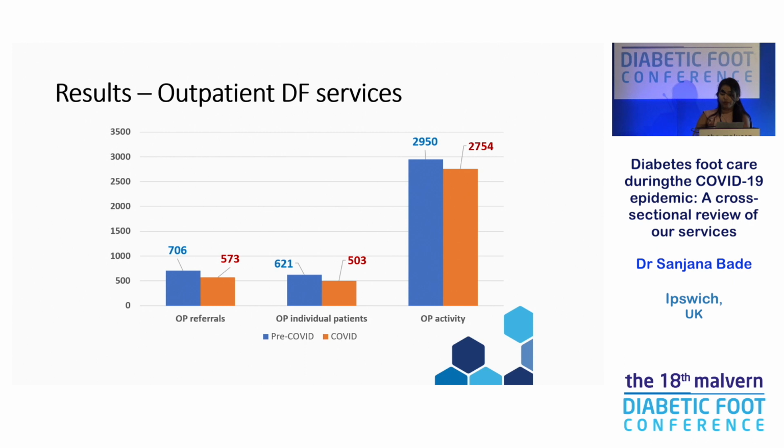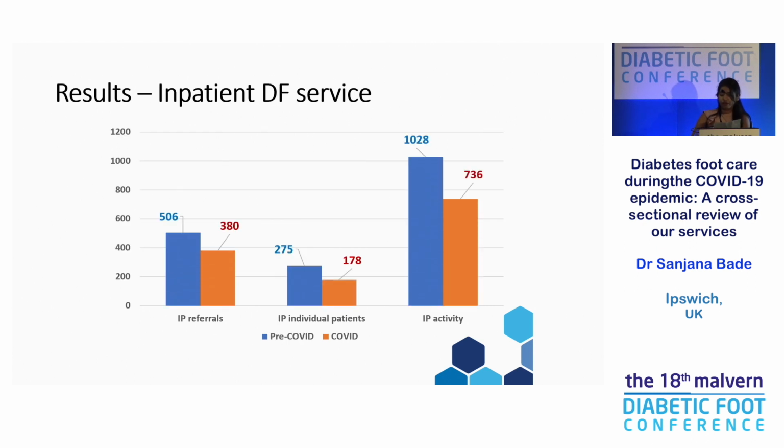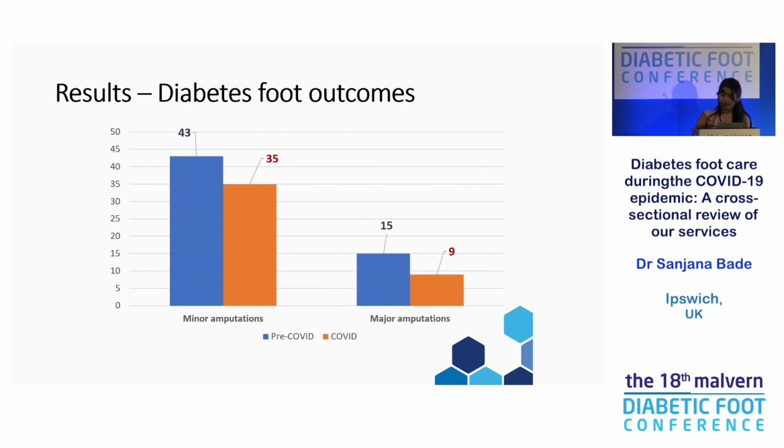This is because we were looking after patients that were high risk. Moving on to inpatient diabetic service, yes, there was a reduction in overall inpatients due to the COVID pandemic, but as you know, COVID-19 has significant outcomes in diabetic foot patients who might or might not have foot lesions. If we look at diabetic foot outcomes, we had quite a number of major and minor amputations, which was statistically much less than the pre-COVID era.